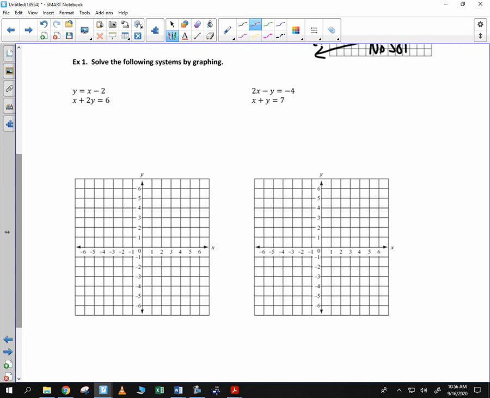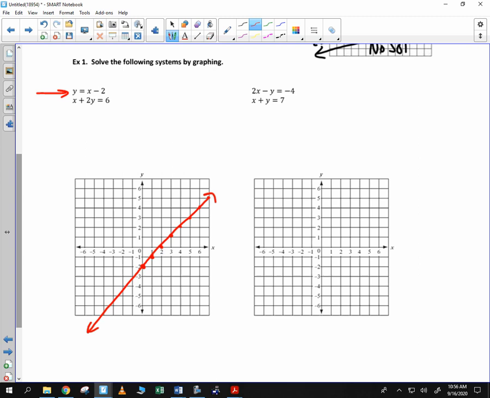Okay, solve this system by graphing. We look at the first equation, y equals x minus 2. So I plot negative 2, and then I use the slope, which is 1 over 1. And as I do that, notice this line that you get.